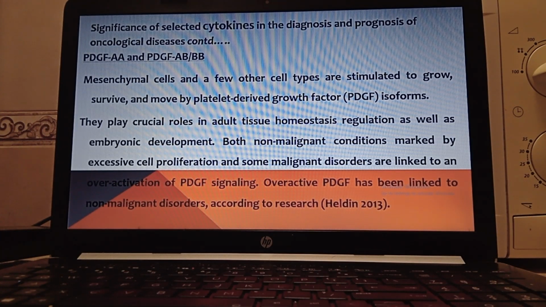PDGF-AA and PDGF-AB or PDGF-BB. Mesenchymal cells and a few other cell types are stimulated to grow, survive, and move by the PDGF isoforms. They play crucial roles in adult tissue homeostasis regulation as well as embryonic development. Both non-malignant conditions marked by excessive cell proliferation and some malignant disorders are linked to overactive PDGF signaling. Overactive PDGF signaling has been linked to non-malignant disorders according to research by Heldin 2013.